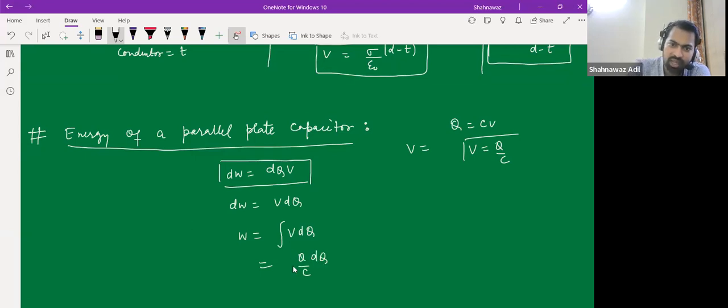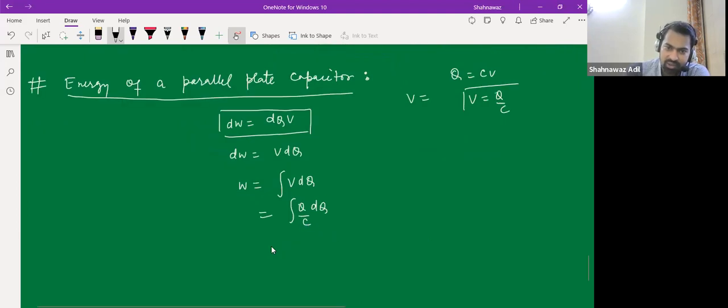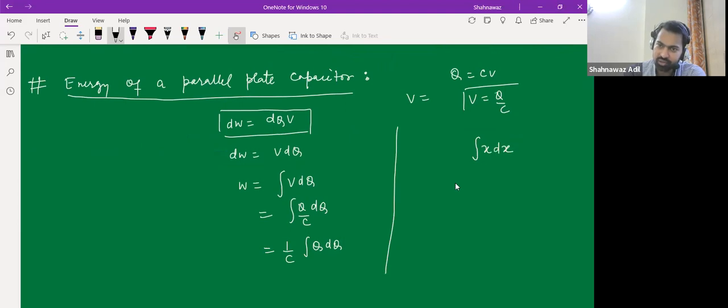So we know that this C is constant. So this is taken outside, right? And we have an integration of Q dQ. So what is the integration of this Q? Yeah. What is the integration of X dx? What is that? Aisha, you tell me, what is the integration of X dx?